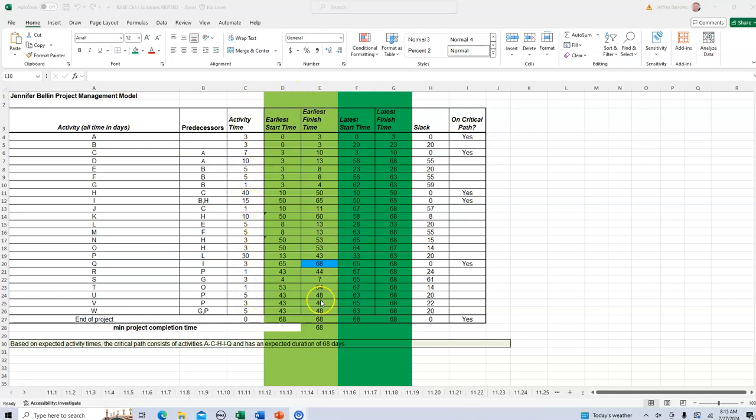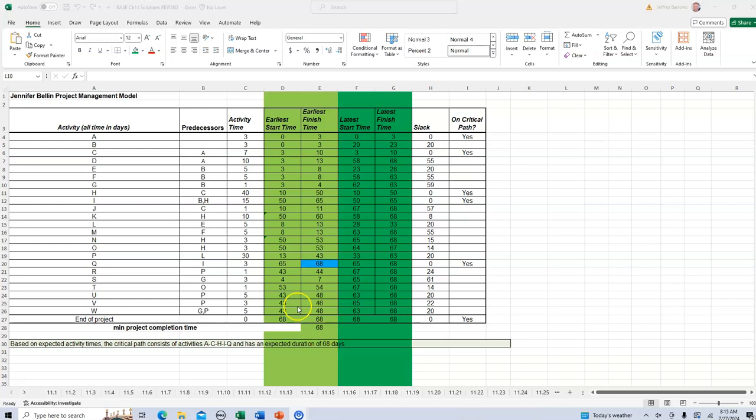So the idea first is we'll start at activity A and we will go through and compute the earliest time that each activity can finish. And in the course of taking this approach, we're going to see how long the project actually takes. And in this case, this project is going to take 68 days based on the activities, the relationships, and the activity time.